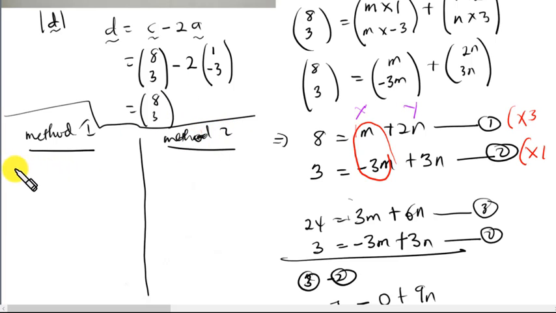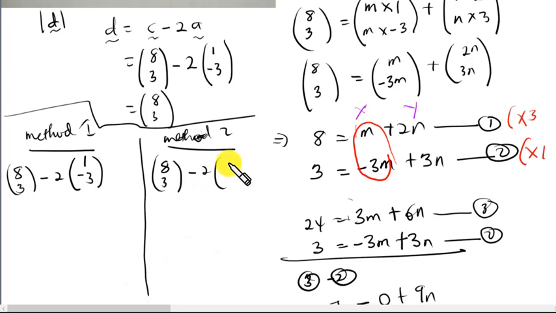Now that is it, the method 1. We have 8 on 3 minus 2, then we have 1 on -3. Method 2, let me write the same thing here. 8 on 3 minus 2, 1 on -3. I am calling it method, but practically they are the same thing.